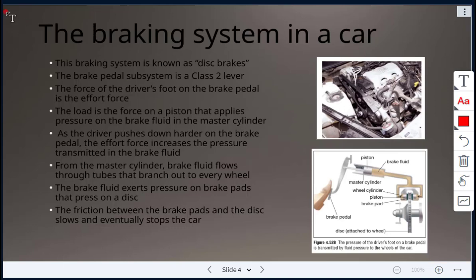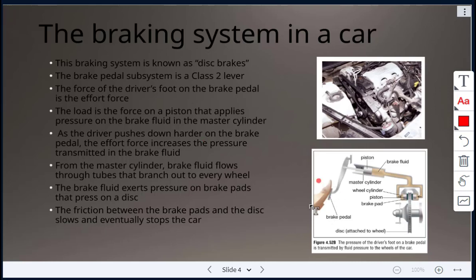So let's take a look at our example here. We're looking at the braking system in a car. They are called disc brakes. So let's take a look at all the combinations here. In the brake system, the brake pedal subsystem is a class 2 lever. When the driver, for example, is pushing down on the brake pedal, that would be the effort force. The load will be the force on the piston that applies pressure on the brake fluid in the master cylinder.